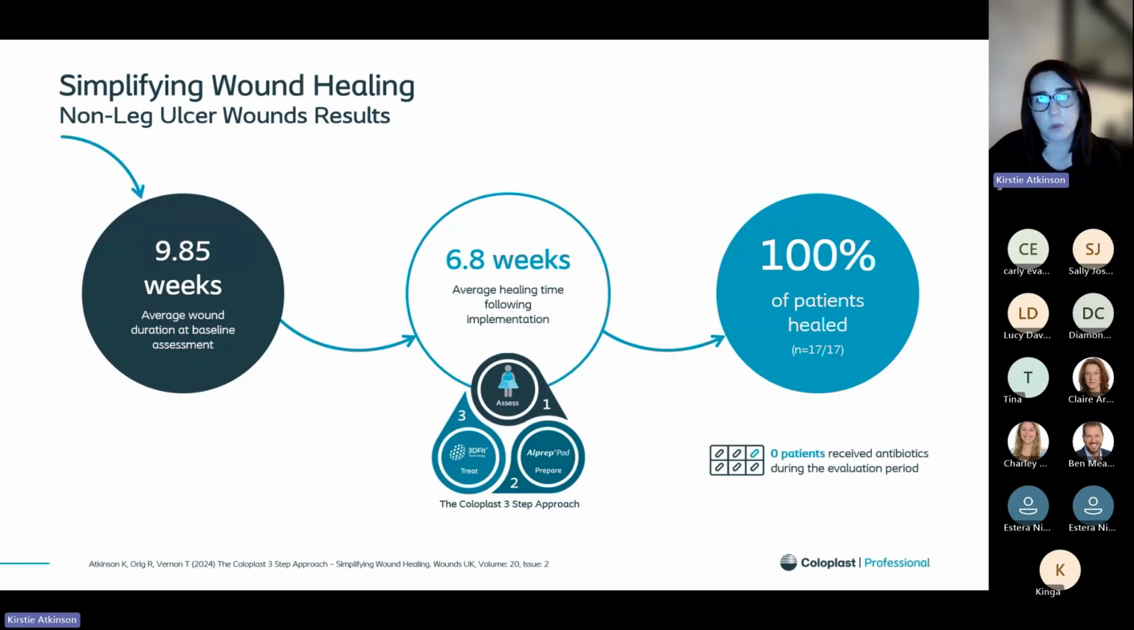So in the non-leg ulcer wound category, we found that these wounds had an average baseline duration of 9.85 weeks. And this is because of the nature of the wounds. We were looking at skin tears, bites, I think there's a pressure ulcer in there. So we've got different wounds in there, so you can think about the nature of the wound. That's why they've got a drastically different wound duration baseline. But these wounds went on to heal in 6.8 weeks, and 100% of these patients healed. And again, none of them had antibiotics.